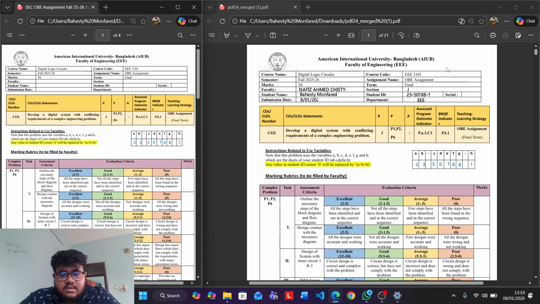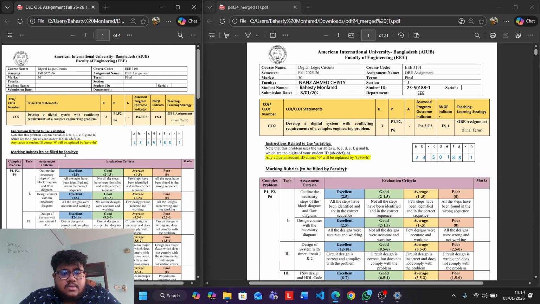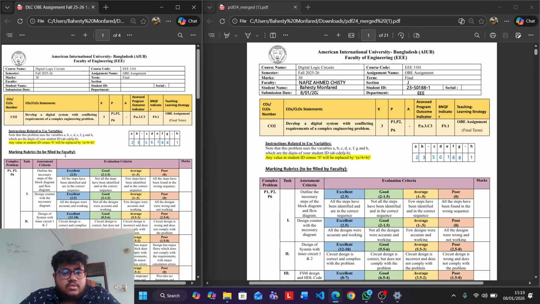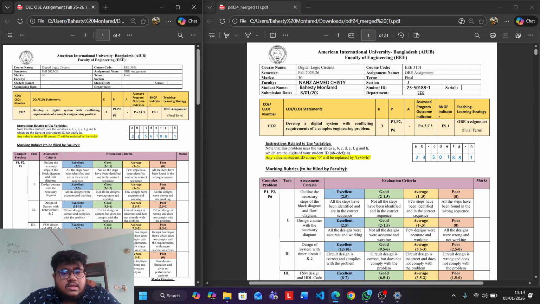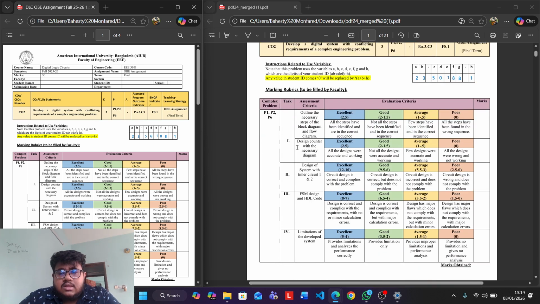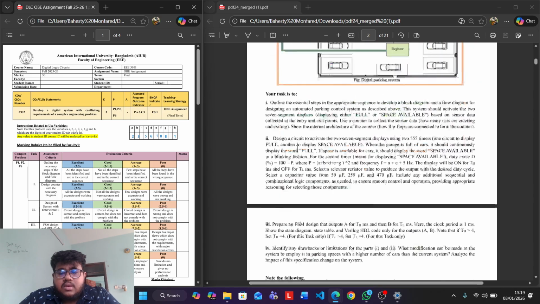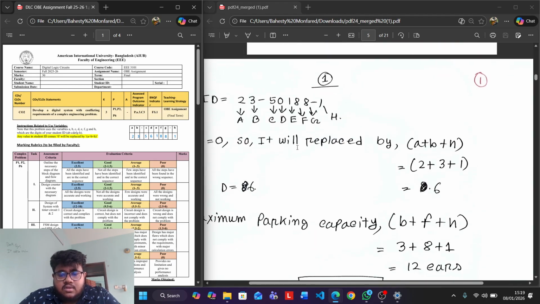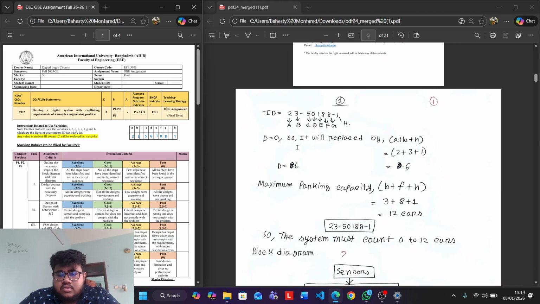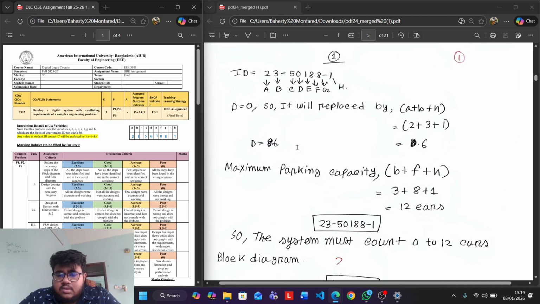So let's get started. As you can see, there are two windows. One window is for the manual we were given, and this big window is for the solution that I have solved. Okay, so here is my ID. My ID is 235018881.